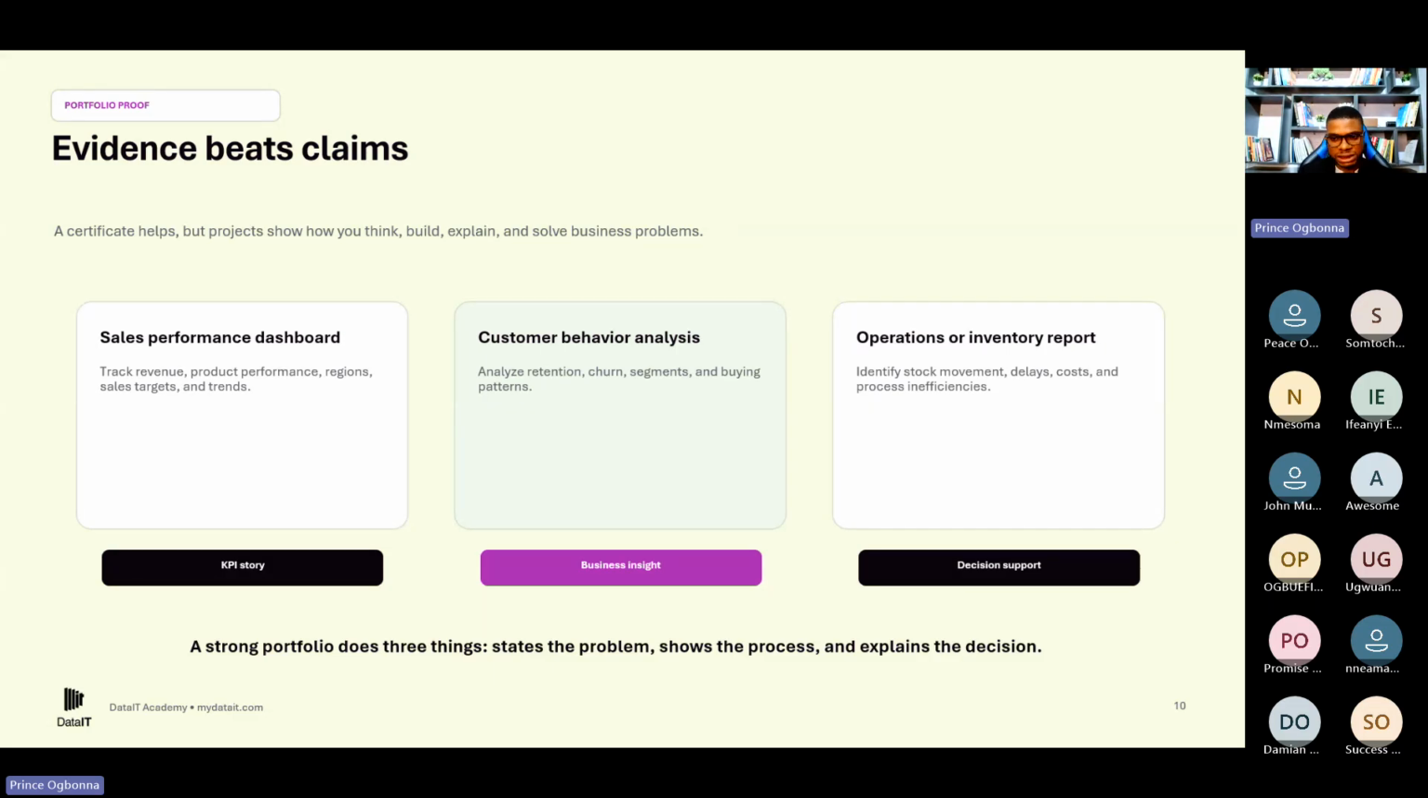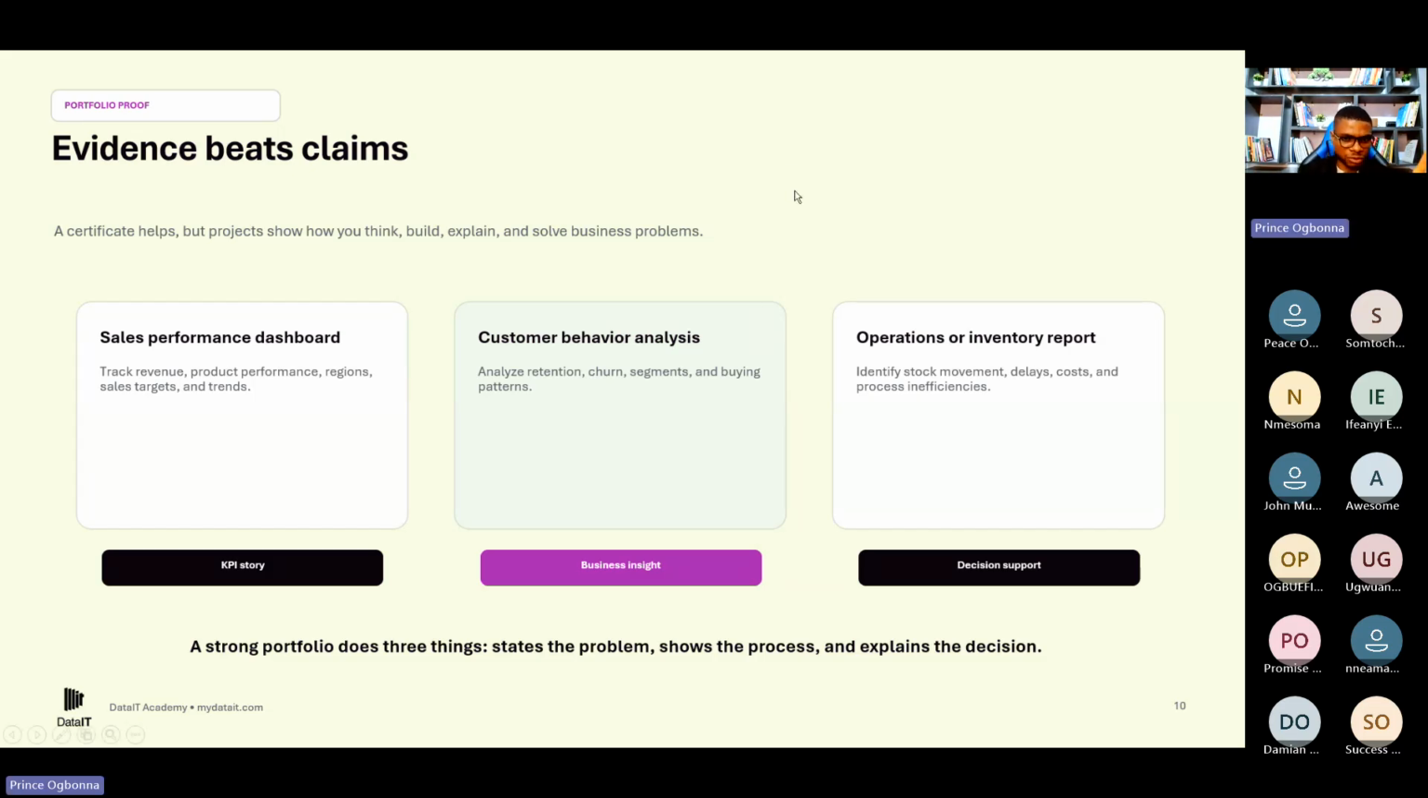If you have a portfolio website, every now and then you can go there, get a case study you did, and talk about it. That's how you communicate your strength. A strong portfolio does three things: states the problem, shows the process, and explains the decision. This is a simple step you can use to analyze and present your portfolio.